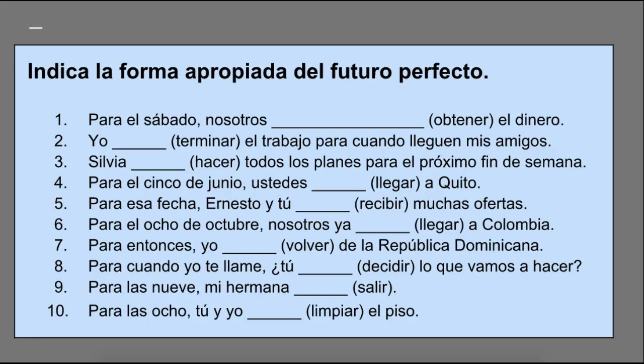So we're going to use the future form of the verb haber first, which if you remember is habremos. And then we're going to use the past participle for the verb obtener, which would be obtenido. So for number 1, your sentence should be, para el sábado, nosotros habremos obtenido el dinero. Go ahead and try numbers 2 through 10 on your own and then be ready to go over them in class next time.